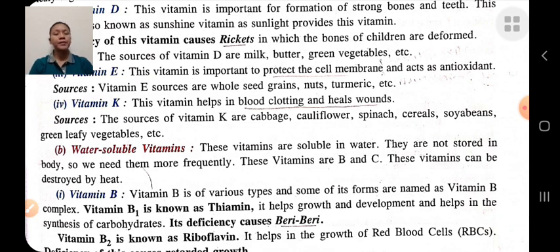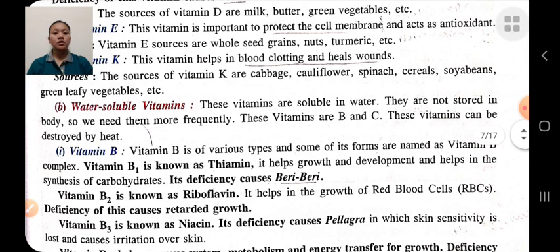Fat soluble vitamins means those vitamins which are soluble in fat. We get fat soluble vitamins from the fats, and fat soluble vitamins are stored in our body. That is, they are stored in the liver and fatty tissue. Next is water soluble vitamins. Water soluble vitamins are those vitamins which are soluble in water.